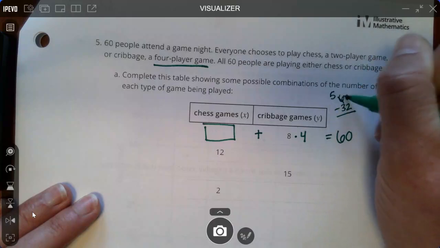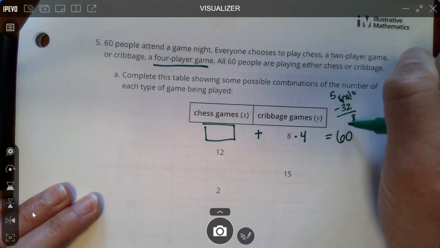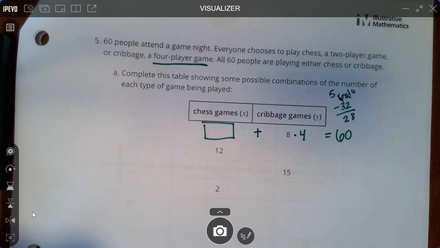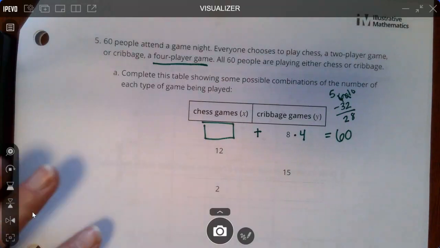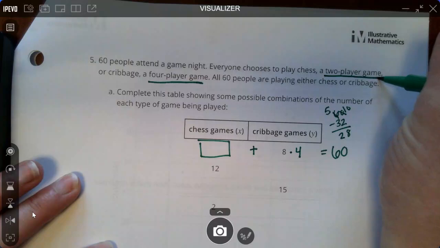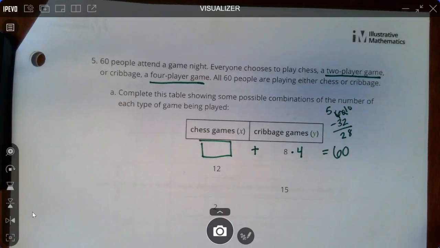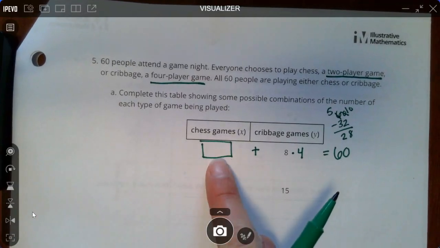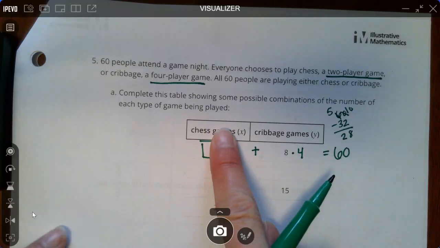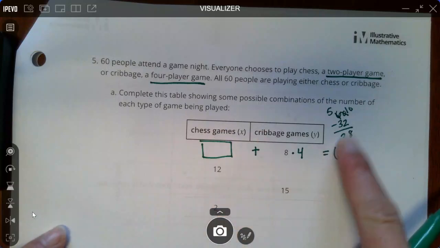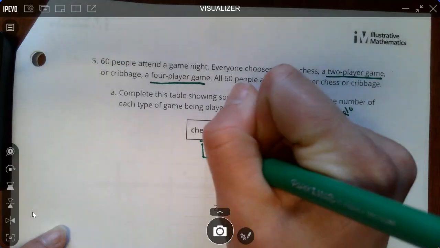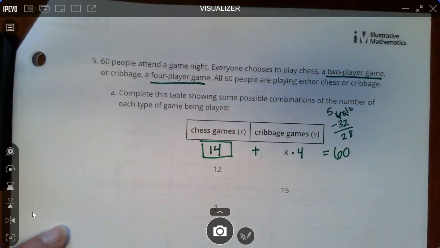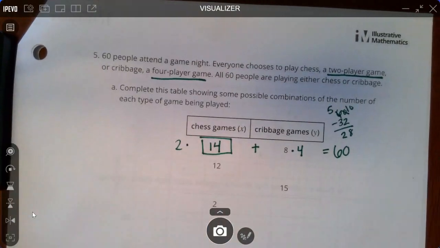I'm going to borrow a calculator because I don't have mine on me. 28 people are playing chess. How many people does it take to play chess? 2 people. So it's not 28 people, this is how many games. So for 28 people to play, I need to divide by 2, and I get 14 games being played right now. I'm going to put my rule over here: 2 times 14 plus 8 times 4 equals 60.